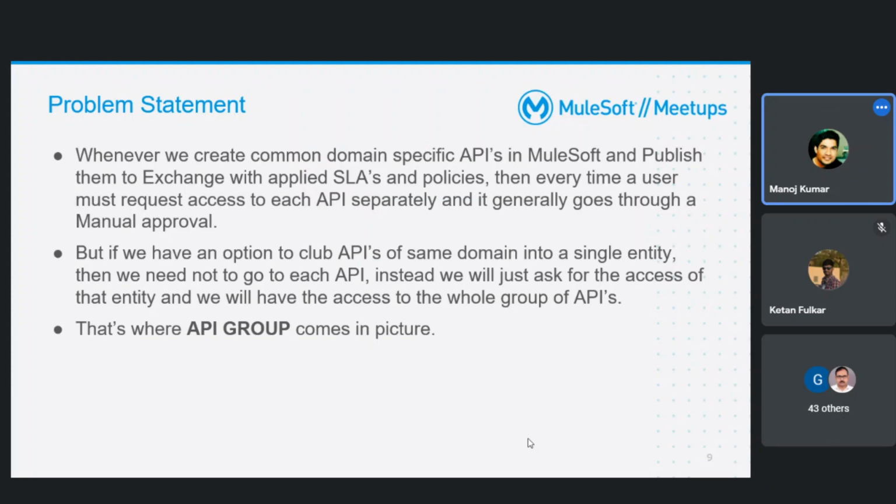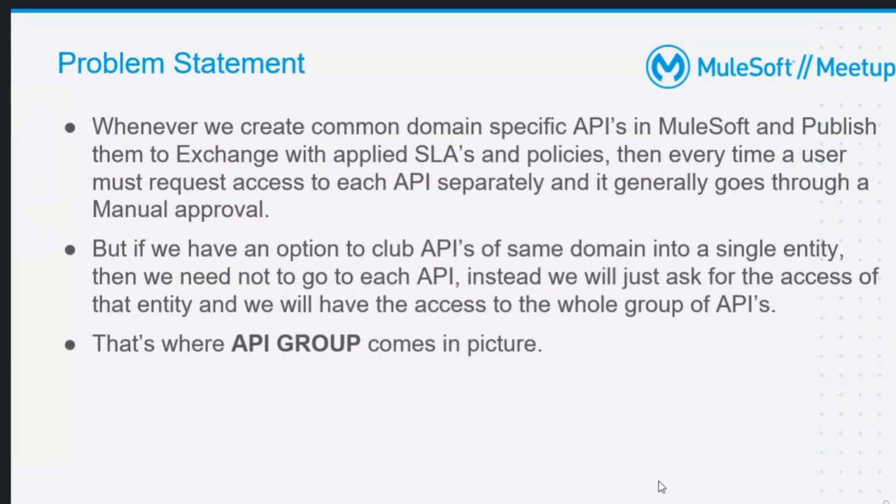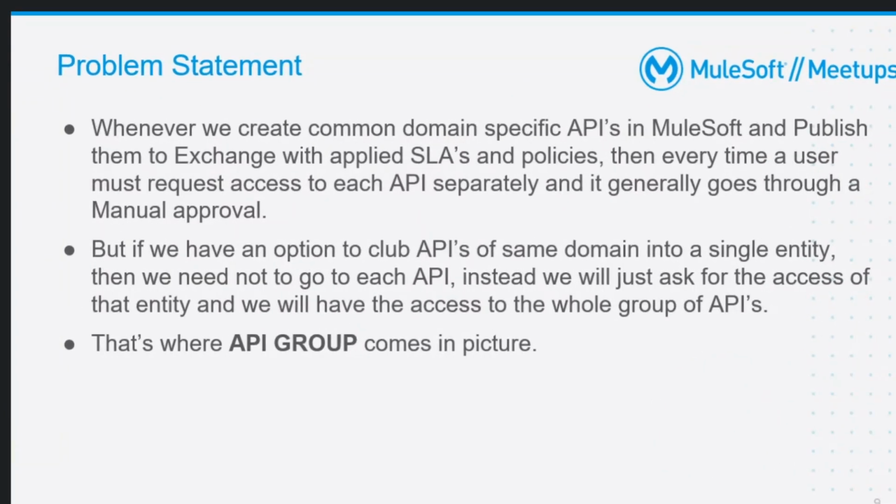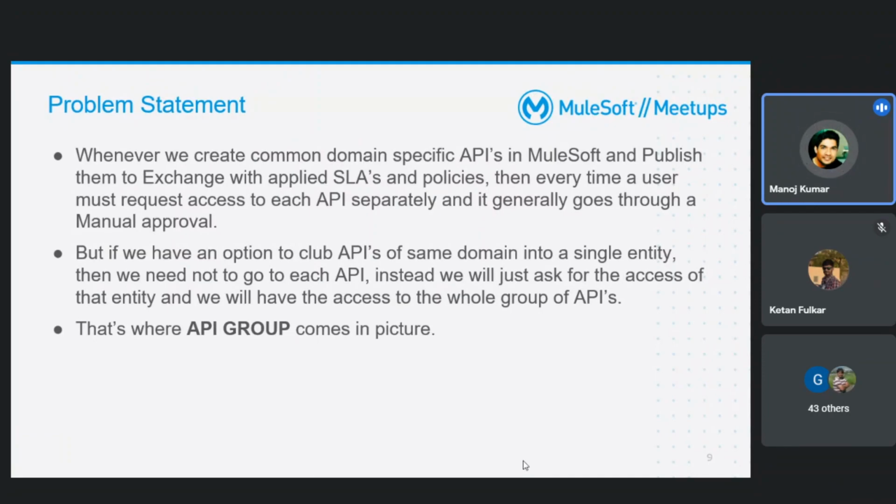You might have experienced this as well in your organization, in your respective projects. So if we have an option by which we can club these APIs into a group or an entity, and then we provide that entity to the respective consumer, the respective customer, so that they only need to access that entity, and that's it. They will be able to access all the APIs inside it. So I'll be explaining it with an example, and here API groups come into the picture.